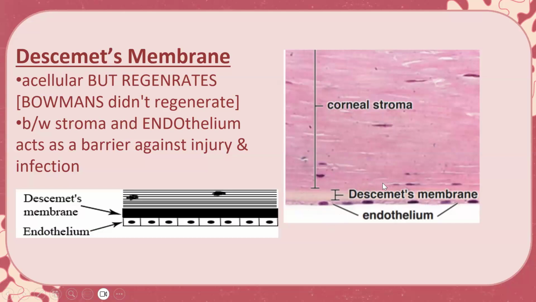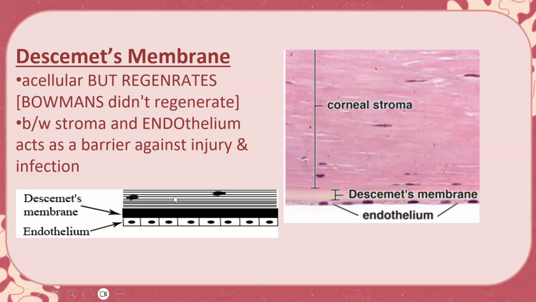The only difference between the Descemet's membrane and the Bowman's membrane, other than the fact, obviously, that they are in different locations, is that the Descemet's membrane has an ability to regenerate, but the Bowman's membrane does not. Okay, so this is the difference between the two. And again, it's a membrane, so it is like a barrier. It's also for protection. And that's it.